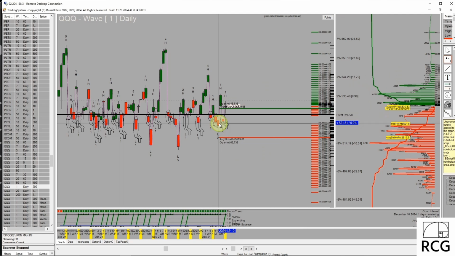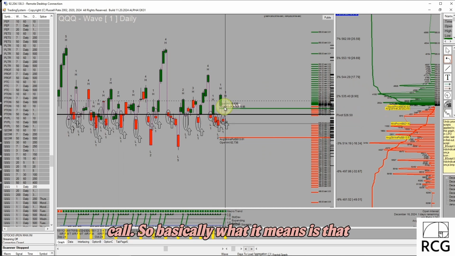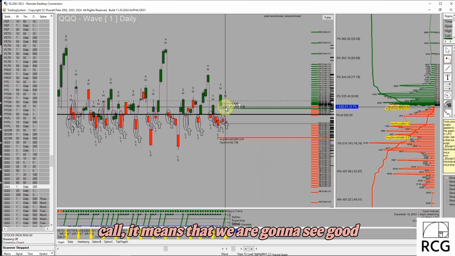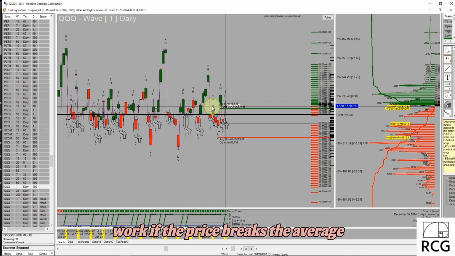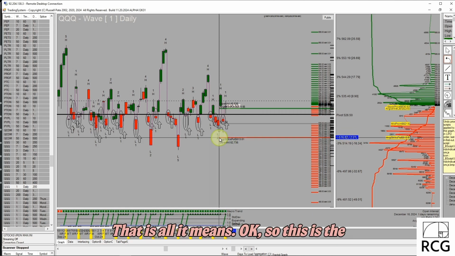Now we have the average strike call. Basically what it means is that if the price is above the average strike call, we are going to see a good amount of upside. So this is an outlier level. If the price breaks it, the call side can work. If the price breaks the average strike put, then the put side can work. That is all it means.